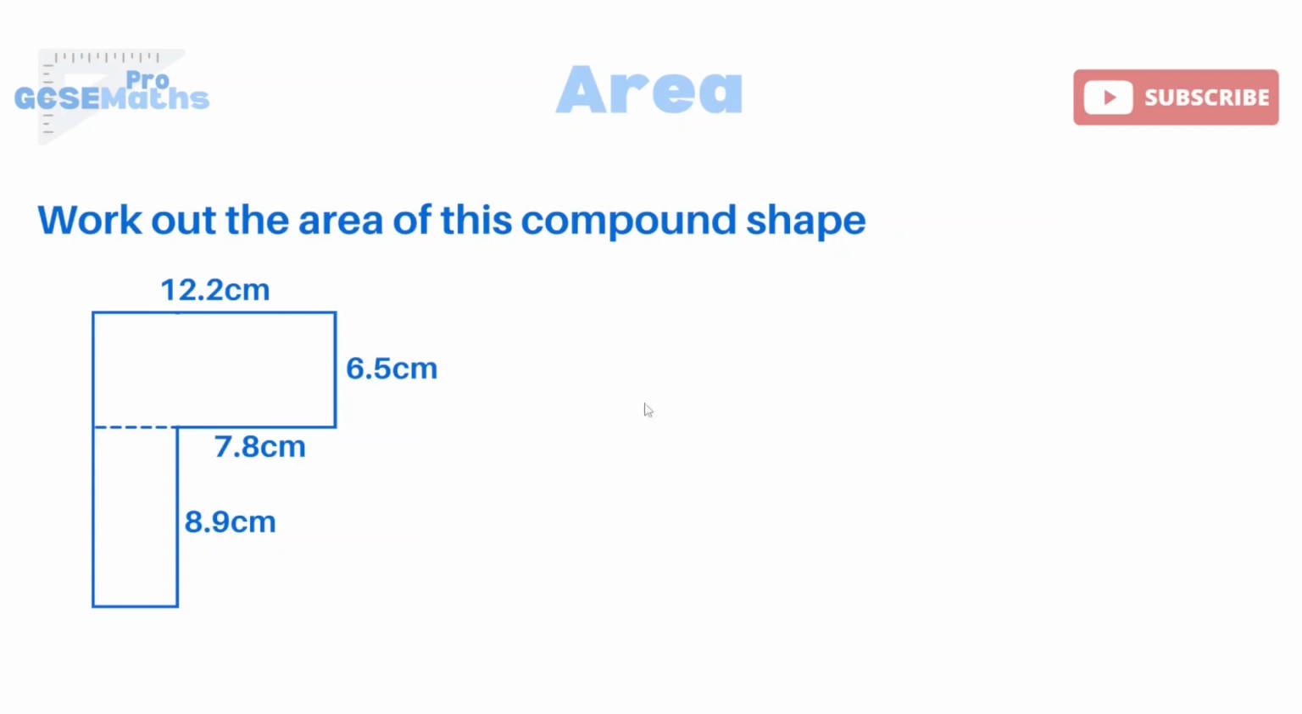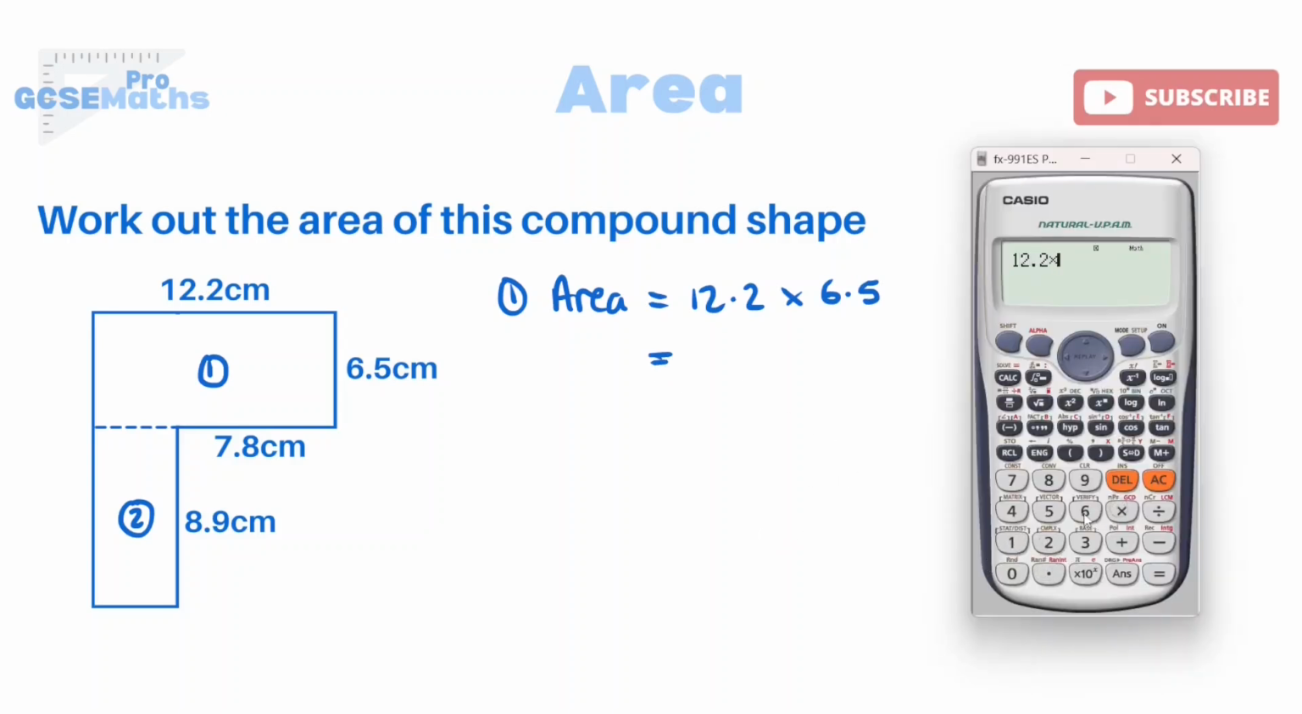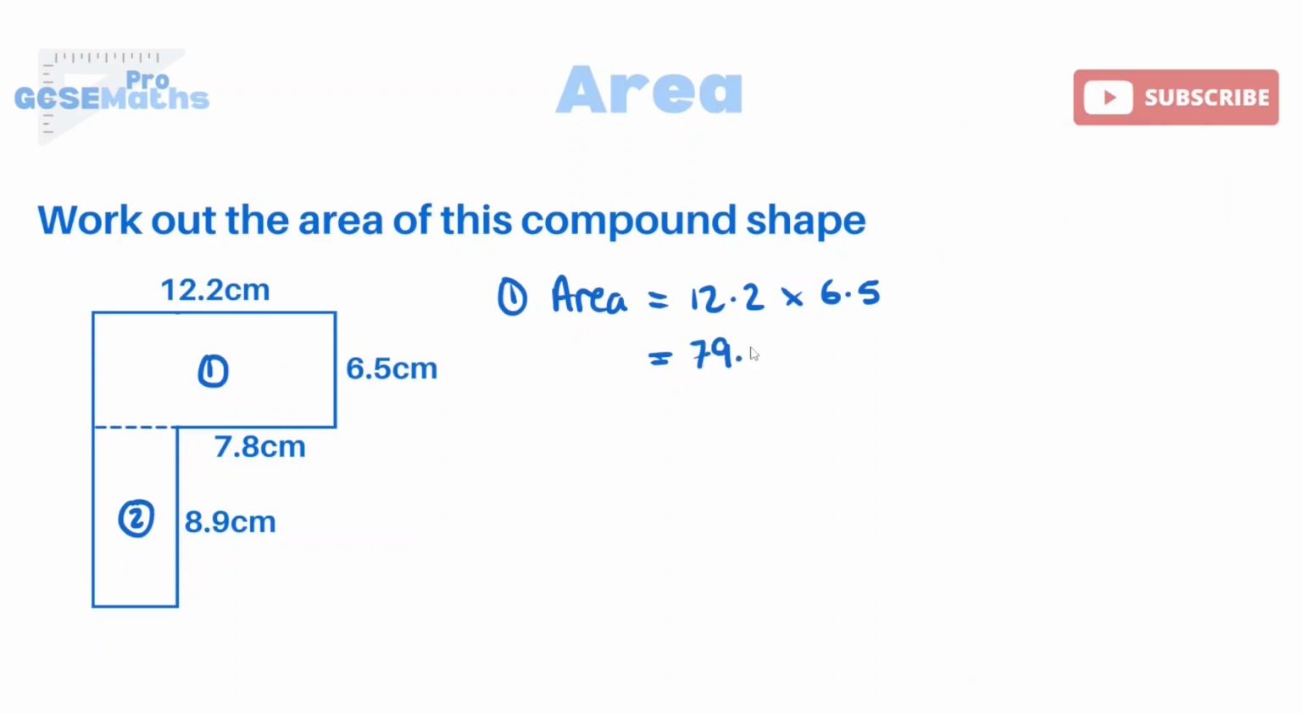So to work out the area of a rectangle, it's length times width, isn't it? So let's say that this is rectangle 1 and that's rectangle 2. For rectangle 1, the area, length times width, we're going to have 12.2 times 6.5. That's quite straightforward. Obviously, this is going to be a calculator question. So 12.2 times 6.5 gives me 79.3, and that's obviously centimetres squared.